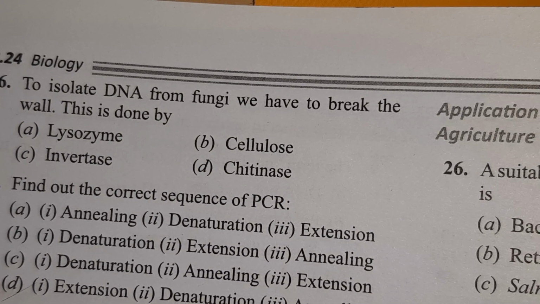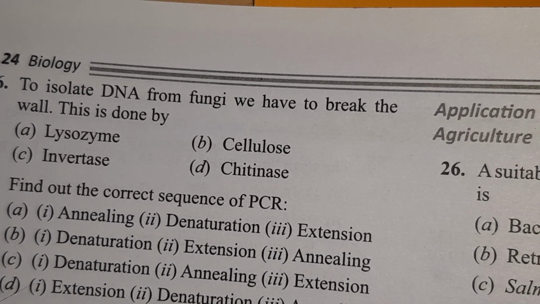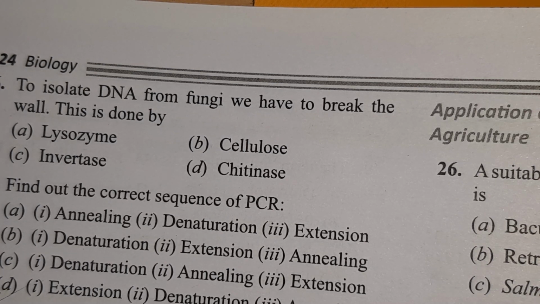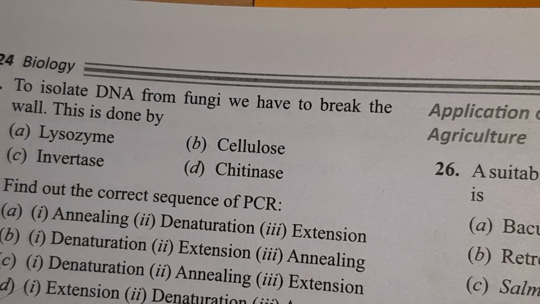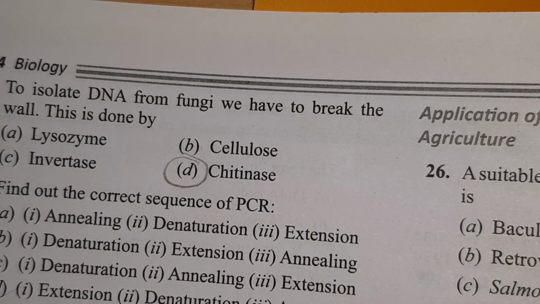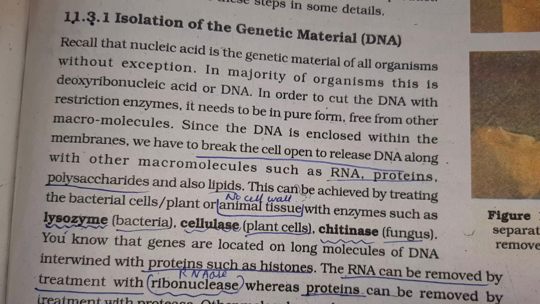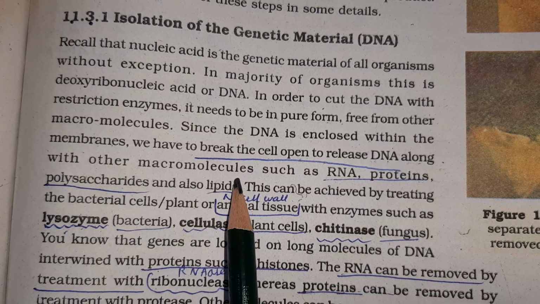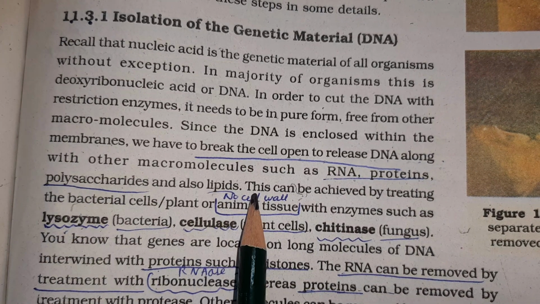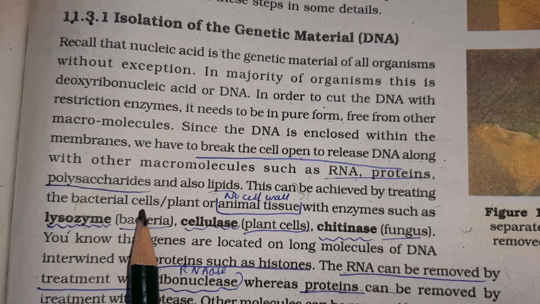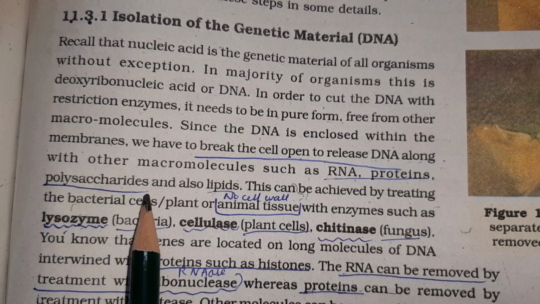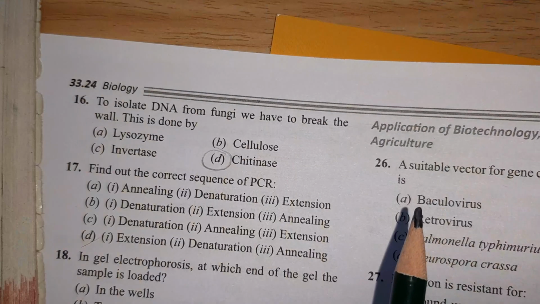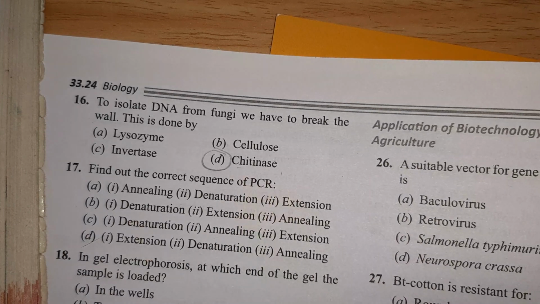Next question we have, to isolate DNA from fungi, we have to break the wall. This is done by lysozyme, cellulase, invertase, or chitinase. The answer for this is chitinase. If you look at page number 201, we have to break the cell open to release DNA along with other macromolecules such as RNA, proteins, polysaccharides, and also lipids. This can be achieved by treating bacterial cell with lysozyme, plant cell with cellulase, and fungus cell with chitinase. So the answer for this is chitinase.